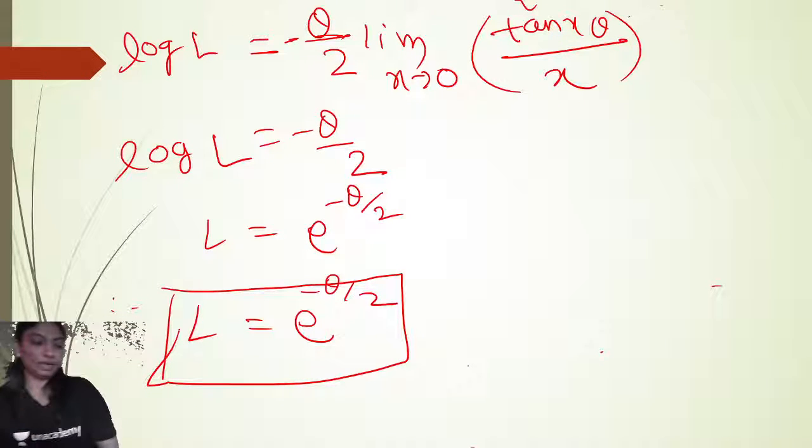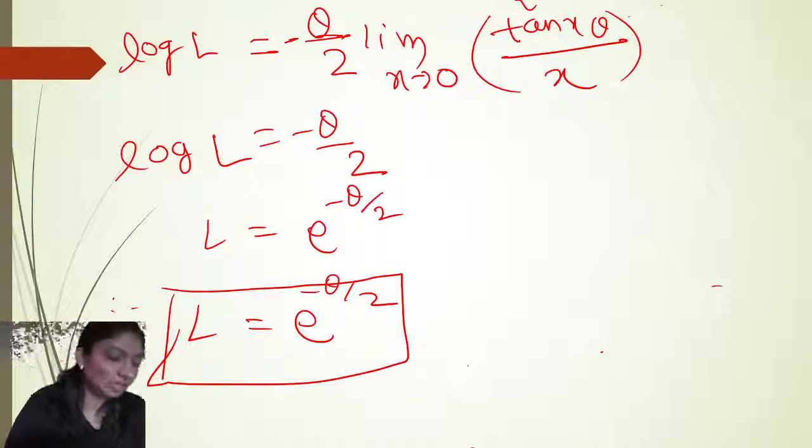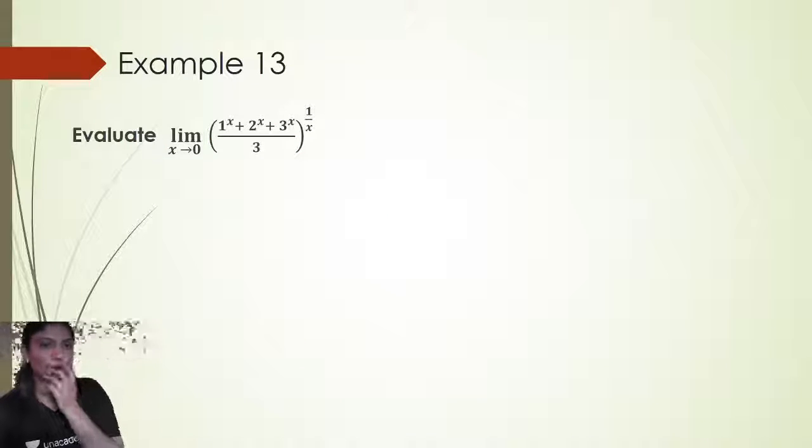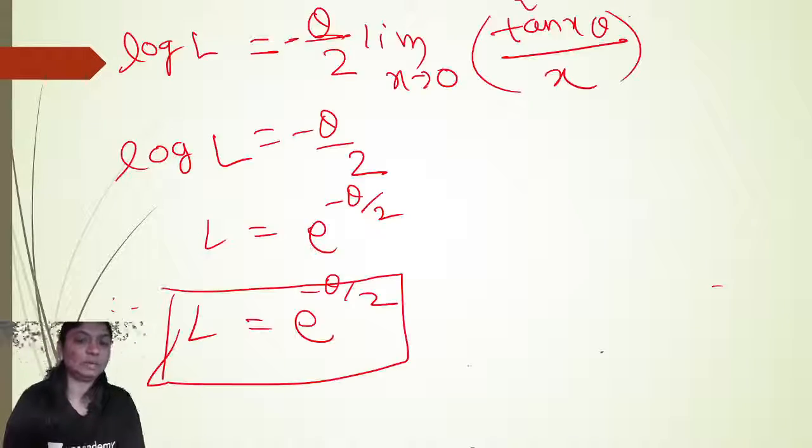I hope you are getting it. How to evaluate the indeterminate forms 0 upon 0, infinity upon infinity, infinity minus infinity, and then 0 into infinity, 1 raised to infinity, 0 raised to 0, and infinity raised to 0 form. Okay, so all the forms are covered here, and the same way you can evaluate these forms also. I hope you are getting it clearly how to evaluate the indeterminate forms.